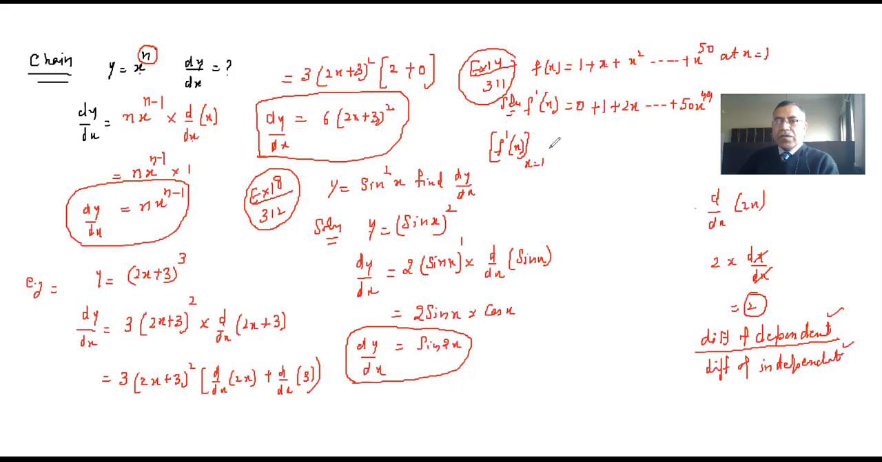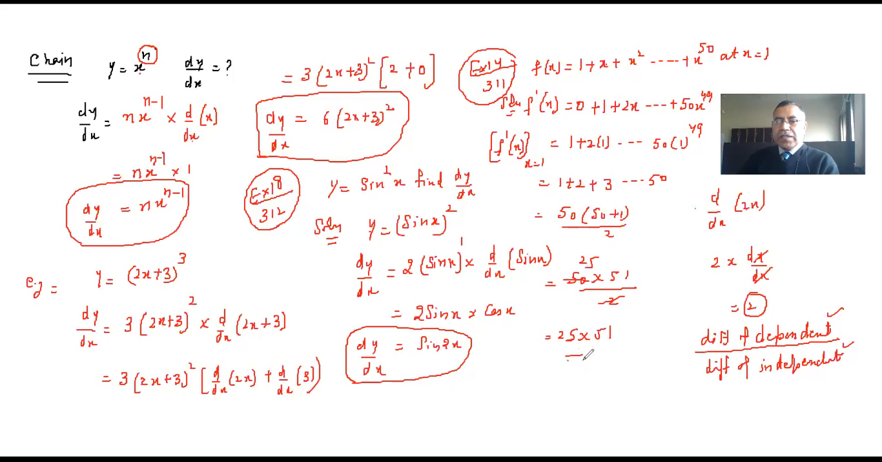at x is equal to 1, which is 1 plus 2 into 1 up to 50 into 1 raised to power 49. So this is 1 plus 2 plus 3 up to 50. So sum of first 50 numbers, this is 50 into (50 plus 1) divided by 2. This is 50 into 51 over 2, 25 into 51. This is my answer.